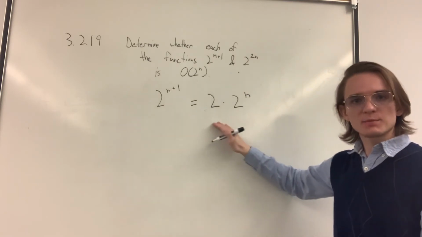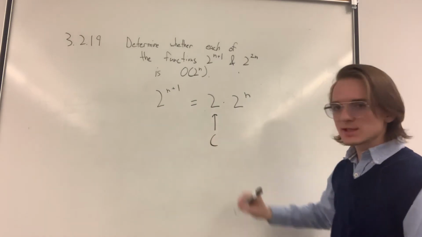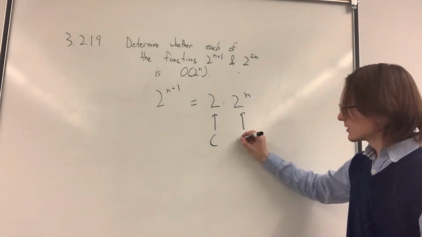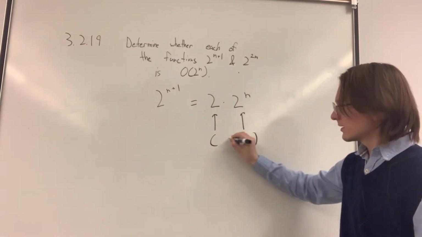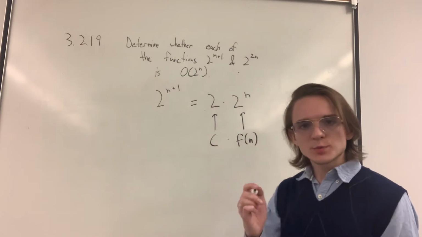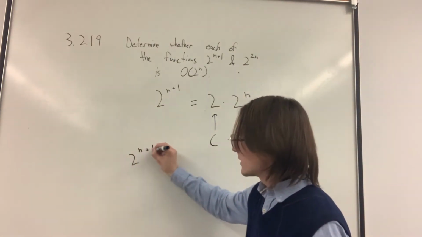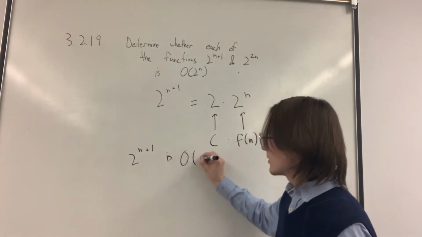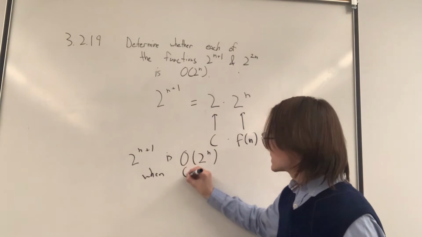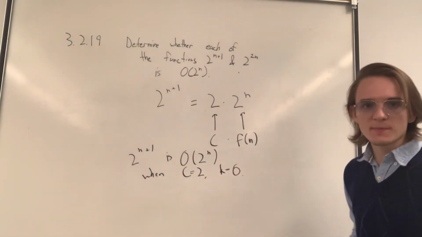Now this matches the big O notation, right? Up here in front, we have our c. And right here, we have the growth rate of the function, for example, f of n. That's c times f of n, which is just big O of f of n, which proves that 2 to the power of n plus 1 is big O of 2 to the power of n when c is equal to 2 and k is equal to 0.